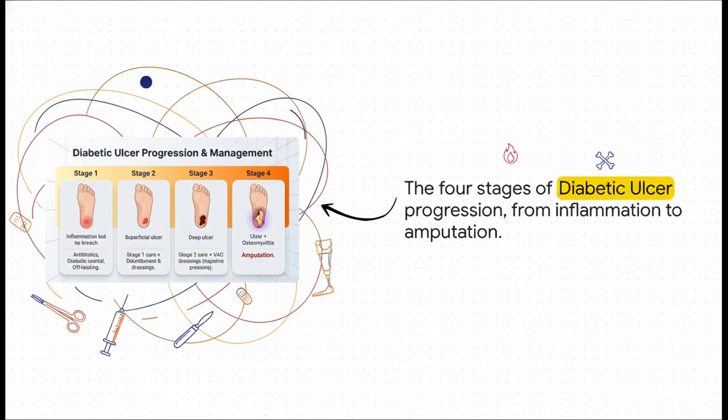With diabetic ulcers, understanding the stages of progression is a matter of saving a limb. It all starts at stage 1, just inflammation, which is manageable. By stage 3, you're dealing with a deep ulcer needing specialized care. But if it gets to stage 4 with infection in the bone, osteomyelitis, we're talking about amputation. You can see why catching this early is so incredibly vital.